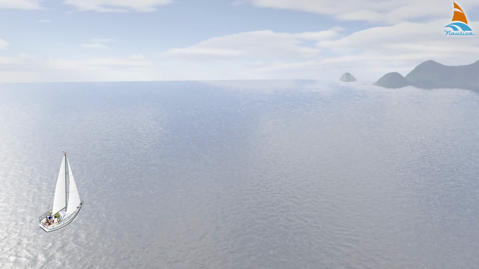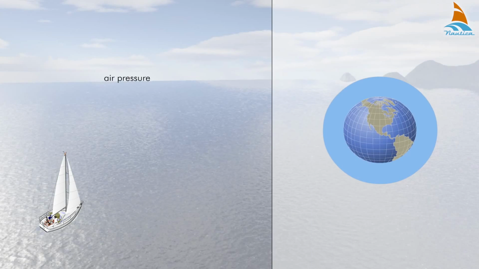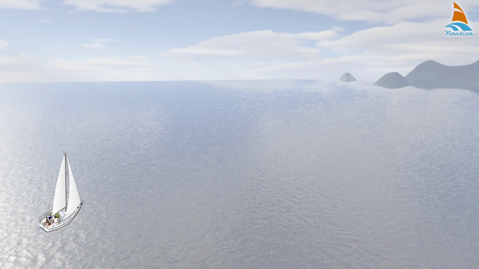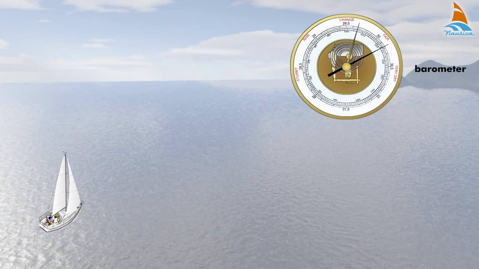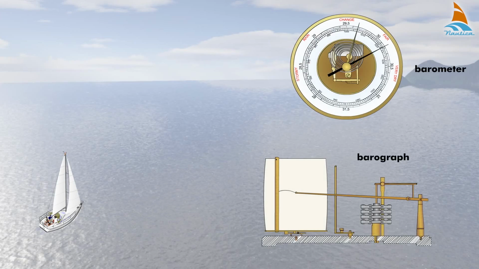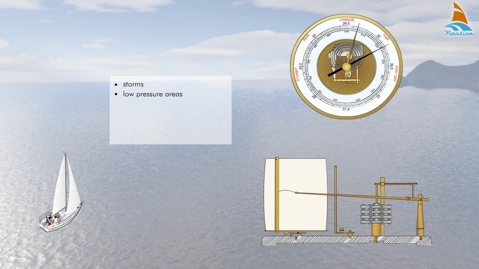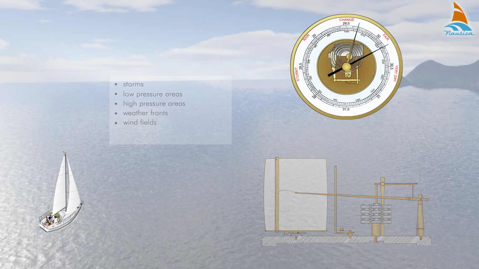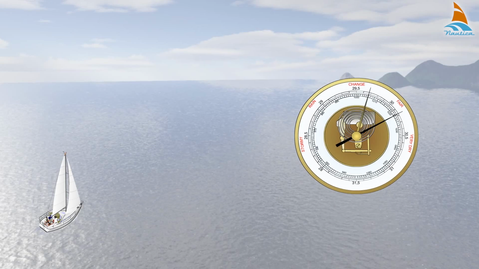The weight of air pressing down on the Earth is called the air pressure. Air pressure is caused by the Earth's gravity, which acts like a downward force. Pressure can be measured by a barometer and can be recorded by a barograph. Pressure readings can be used to predict storms, low pressure areas, high pressure areas, weather fronts, and wind fields. The barometer is the most useful weather forecasting tool for small vessels.